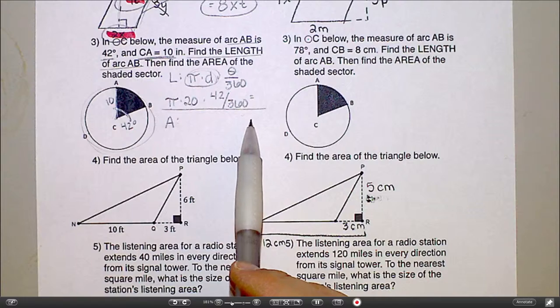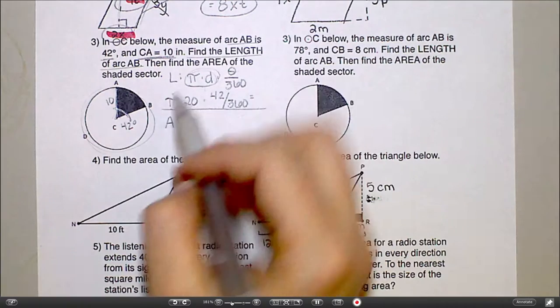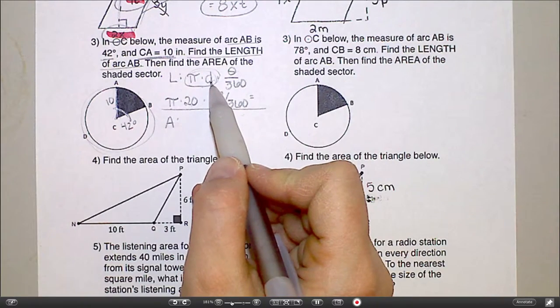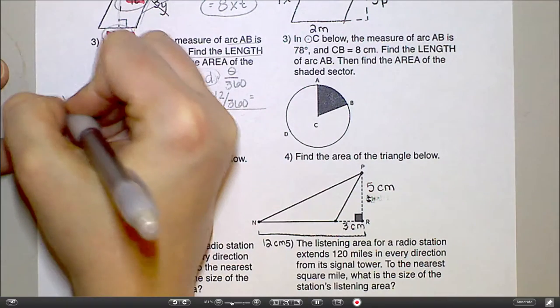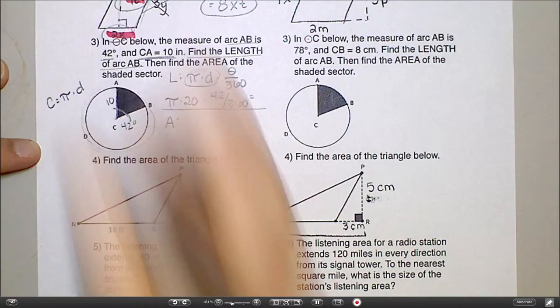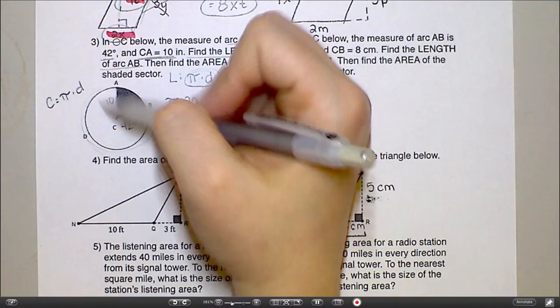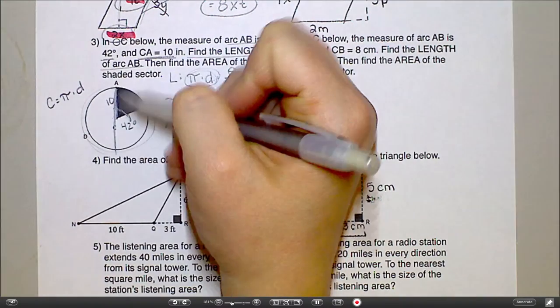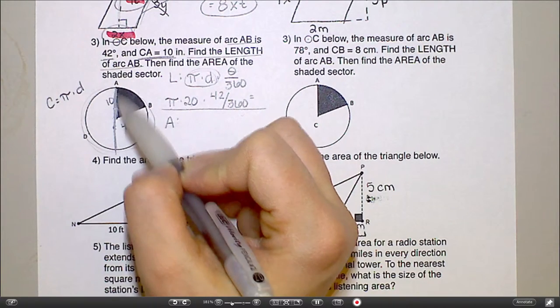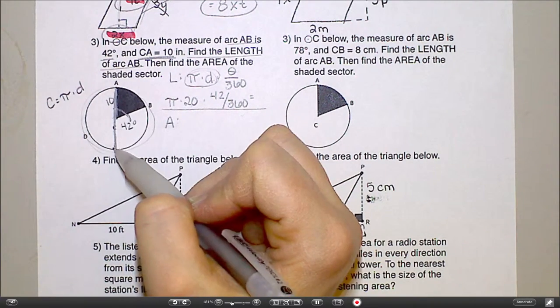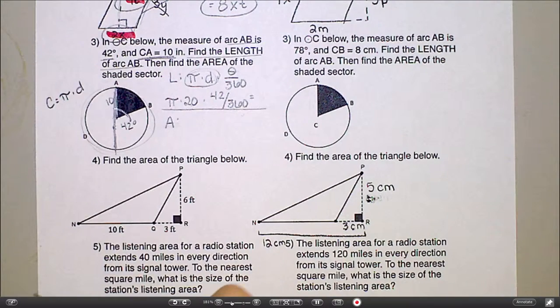I used 20 instead of 10 because I'm looking for the diameter, because I want the circumference of the circle. Circumference is pi times diameter, so the diameter would be all the way across. And it told us in the problem that CA was 10. So this piece is 10, which means all the way across must be 20. Does that make sense?